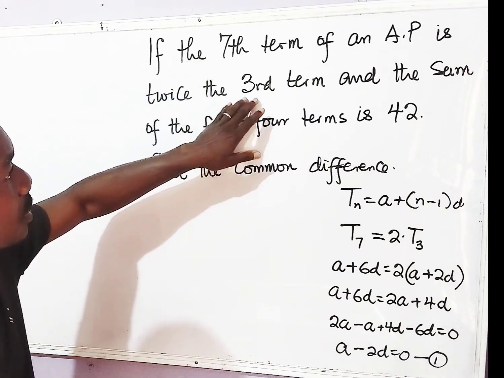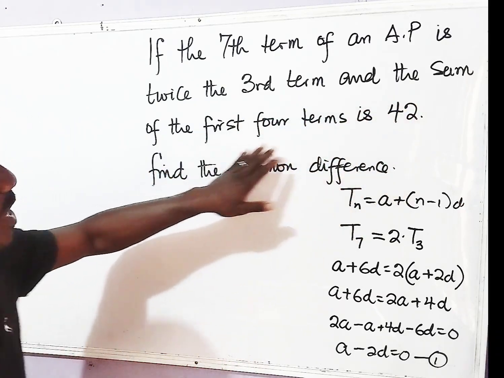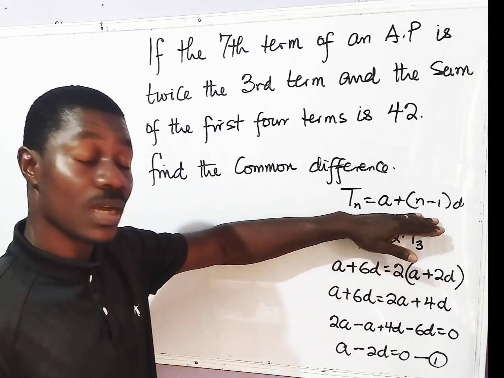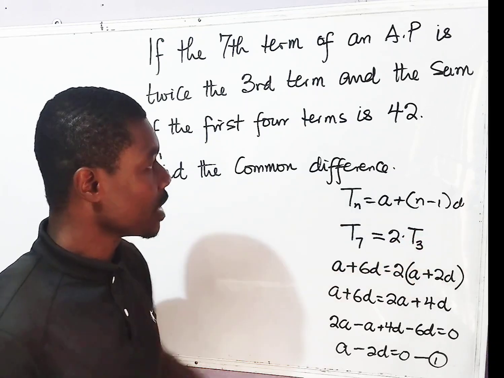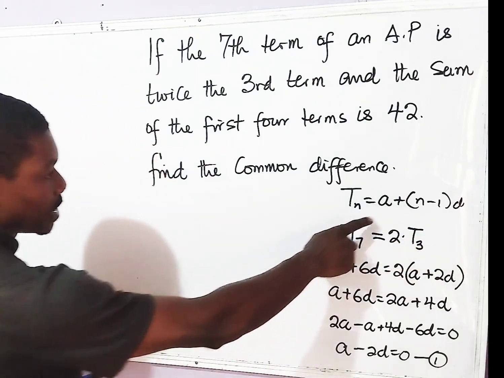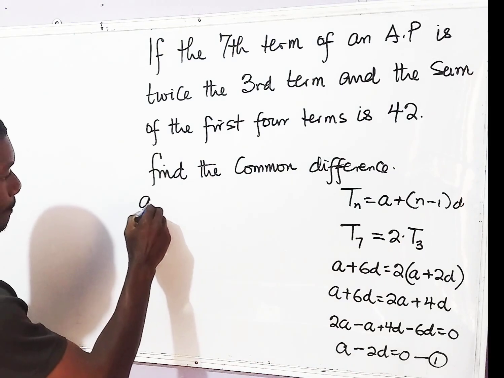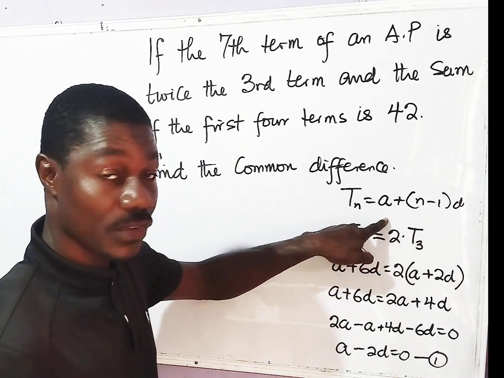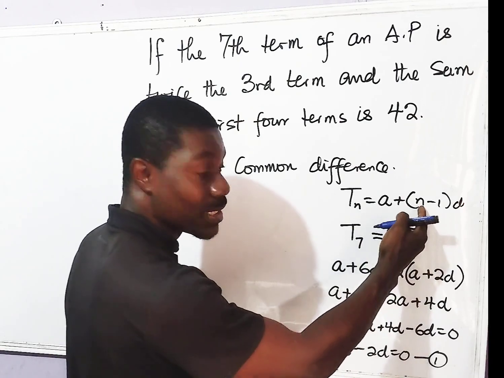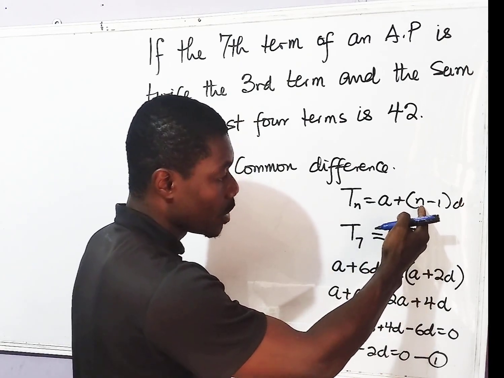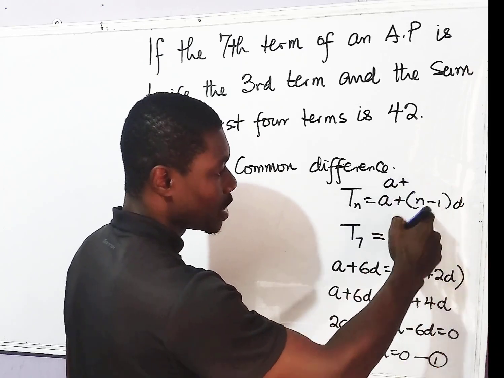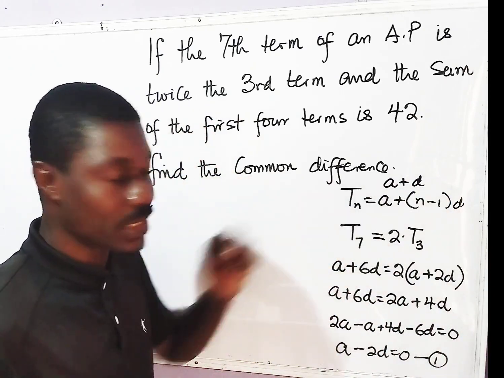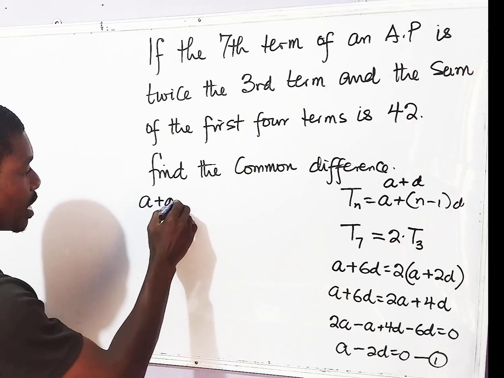Okay, for the second one, and the sum of the first four terms is 42. Now let us take note that this is the formula. For the first term, that is A, so here we have A. Now for the second term, we replace this n with 2. So we end up having A plus, now 2 minus 1 gives us 1, so 1 times d. So now this is for the second term, so here we have plus A plus d.